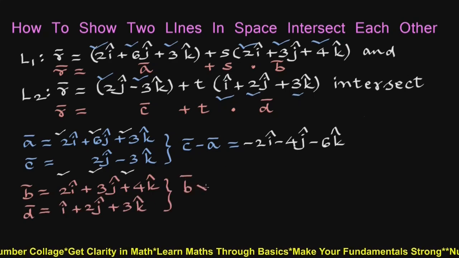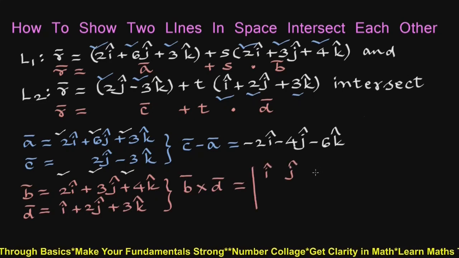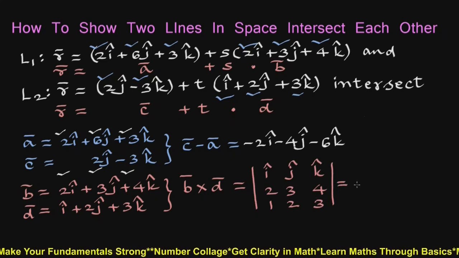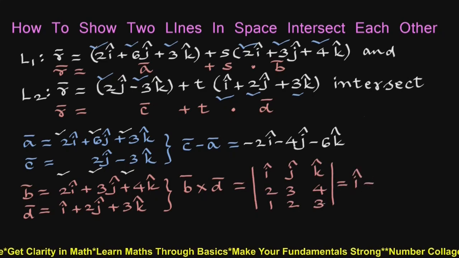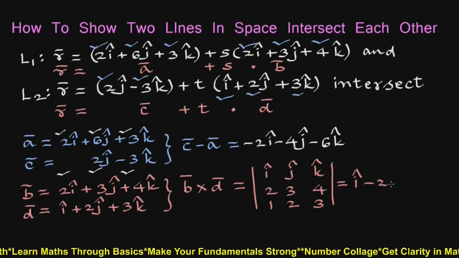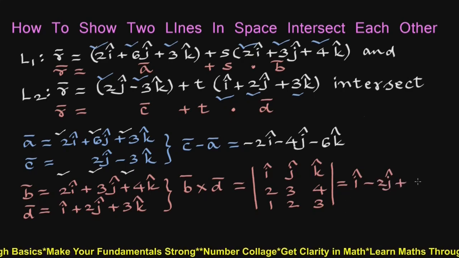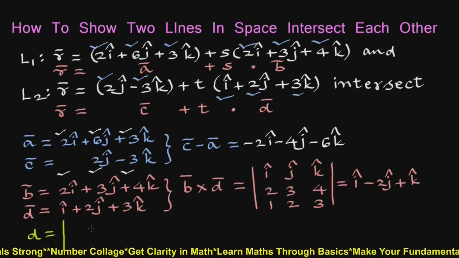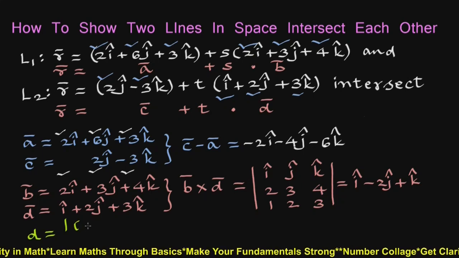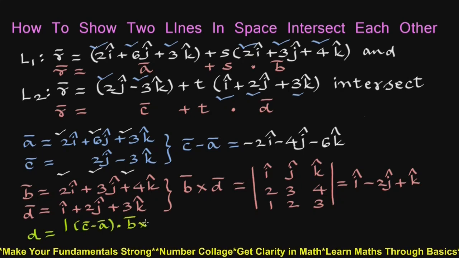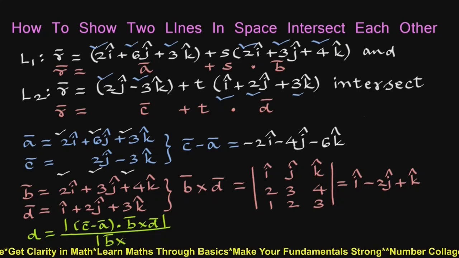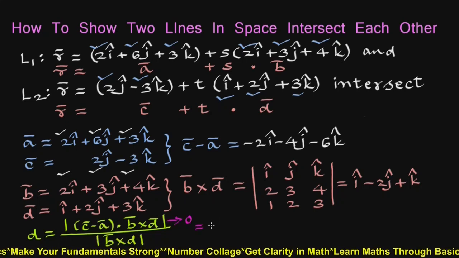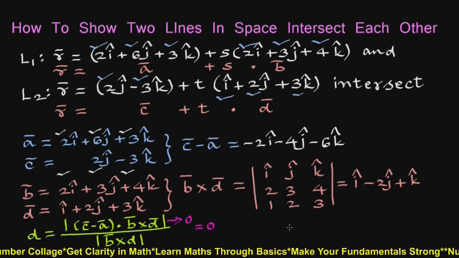Their cross product will be the determinant of i j k, 2 3 4, 1 2 3. That will be (9 - 8) = 1 i cap, minus (6 - 4) = 2 j cap, plus (4 - 3) = 1 k cap. Now we have the distance d between two lines: mod of c bar minus a bar dot b bar cross d bar, upon mod b bar cross d bar. If the numerator is 0, the distance between two lines will be 0 and the lines will intersect each other.